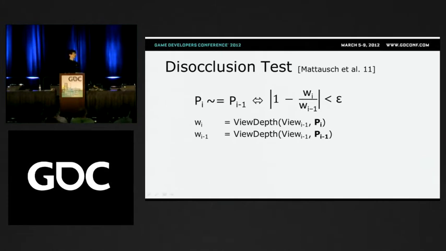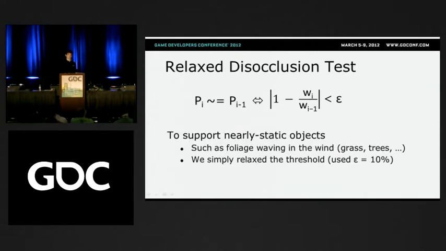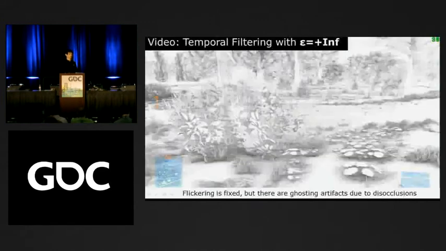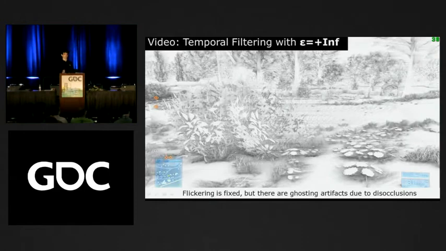We use the disocclusion test from Mattausch et al. again, which says that the two points are similar if they have similar view space depth in the previous frame. And there is an epsilon threshold here, which is the maximum relative depth delta. Now, to support dynamic objects, actually nearly static objects, such as the waving grass that doesn't move too much, all we had to do was to relax this test by just using a large threshold. So we used actually 10%, so that we could still reproject the points that are moving a little bit like the grass and still get some temporal filtering on those. This actually worked very well, and it was very simple. We didn't have to track the motion.